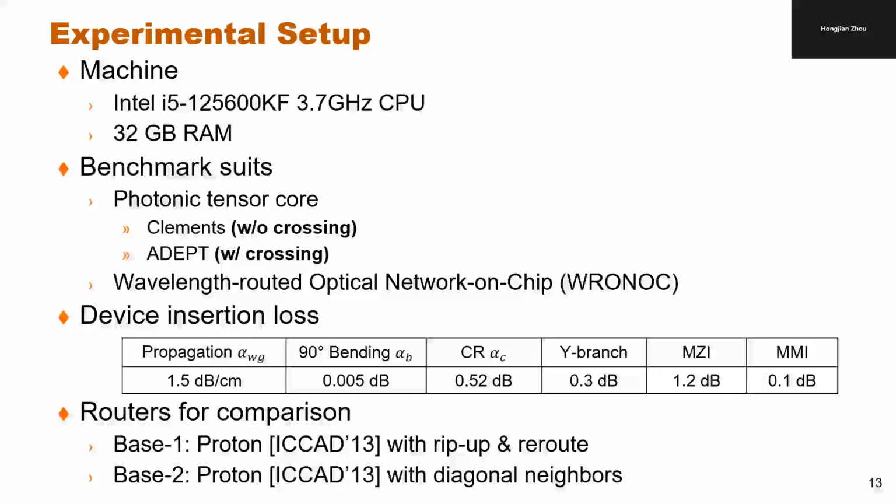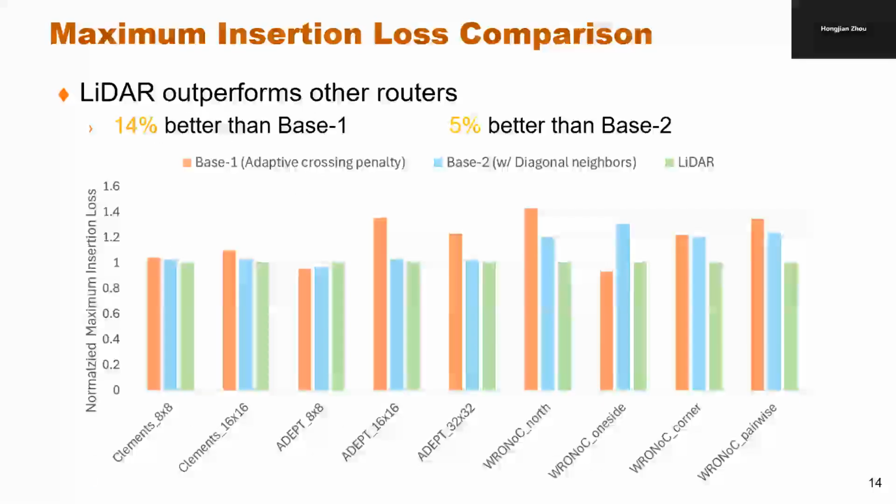Finally, let me show our LiDAR experiment results. We test our framework on the photonic tensor core and wavelength-routed optical network-on-chip benchmarks, and the device insertion loss is given in this table. We compare our LiDAR with two variants of PROTON. The first one is equipped with reroute, and the second one is activated with diagonal neighbors.